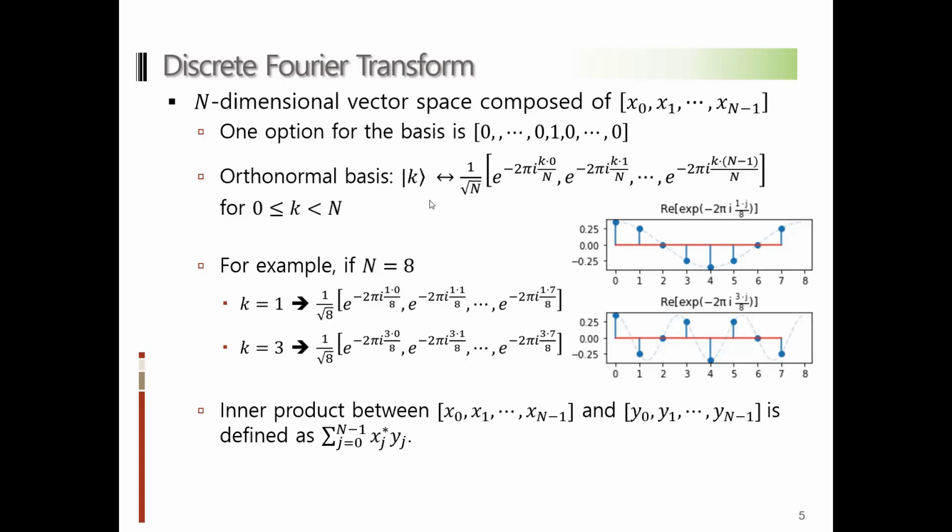If you define the new basis vector this way, and we are assuming that this k value can change from 0 to less than n, then this k value appears in each of these exponent parts. What we can see is that all of these vectors will be orthogonal to other bases with a different value of k. Well, this might not sound familiar to you, so let me give you some example.